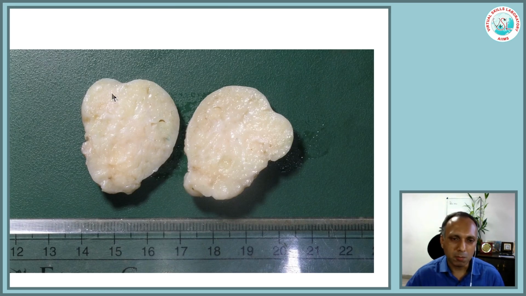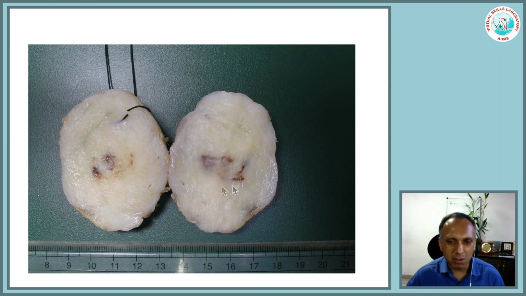So this is a gross picture. As you can see, it is a bulging gray-white myxoid surface, and you can see these slit-like, chink-like spaces. Sometimes there may be areas of altered discoloration because of hemorrhage within the stroma, and sometimes this may also be a consequence of an FNAC procedure which may have been performed earlier. The size may vary from very small to huge.